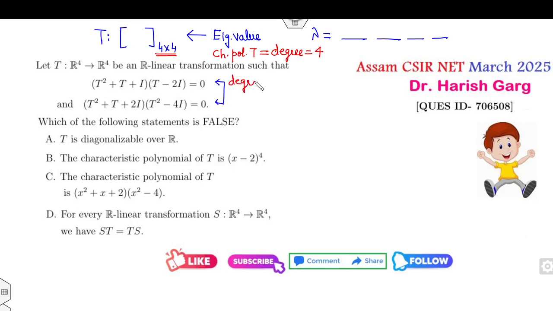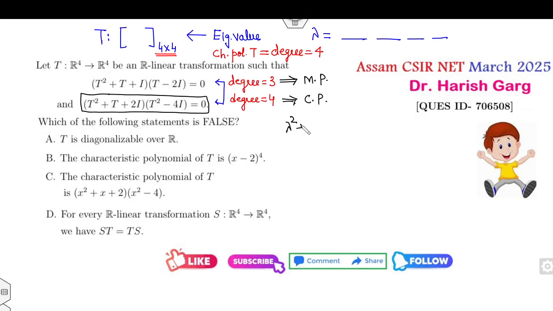The first equation is of degree 3 while the second polynomial is of degree 4. So what does it mean? The first one is my minimal polynomial while this one is my characteristic polynomial. Fine. Now based on the characteristic polynomial, can you find the eigenvalues? Yes, you can see this is lambda square plus lambda plus 2 is 0 and lambda square minus 4 is 0. So from this case your eigenvalues are 2 and minus 2.